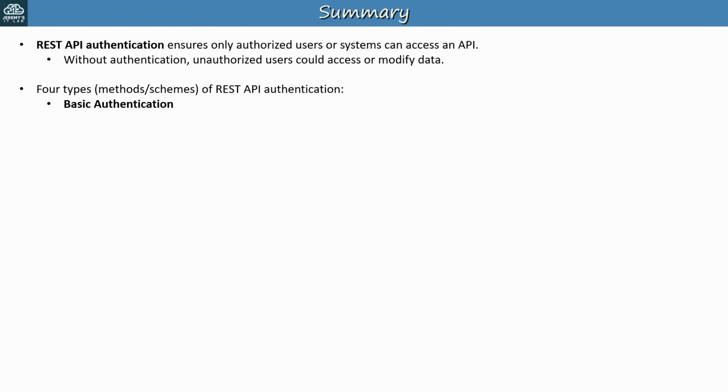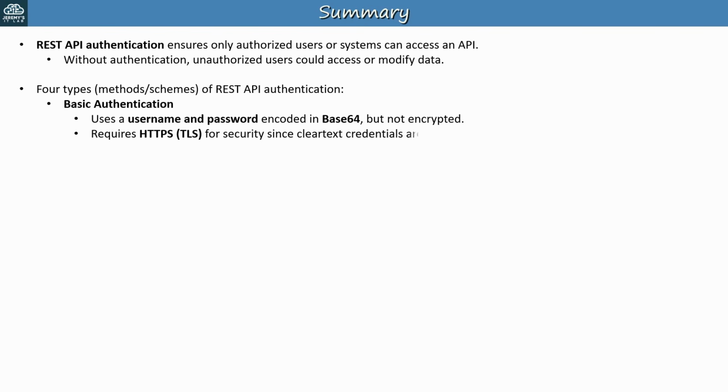Basic authentication uses a username and password encoded in base 64, but it's not encrypted, so it must be used with HTTPS for security. Actually, that statement really applies to all of these authentication methods. In the modern internet, you should always use HTTPS, not regular HTTP.